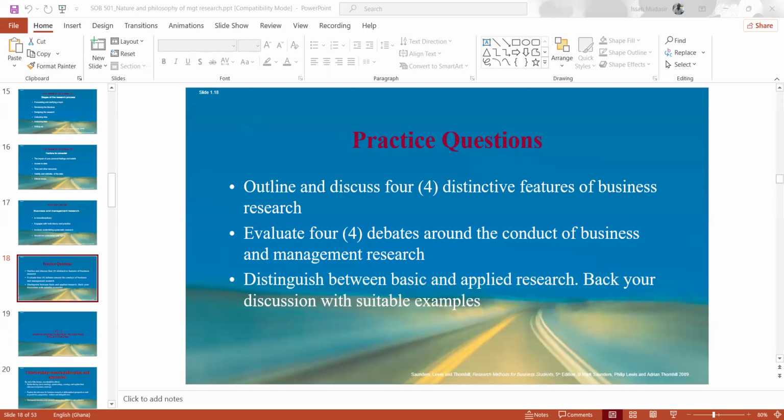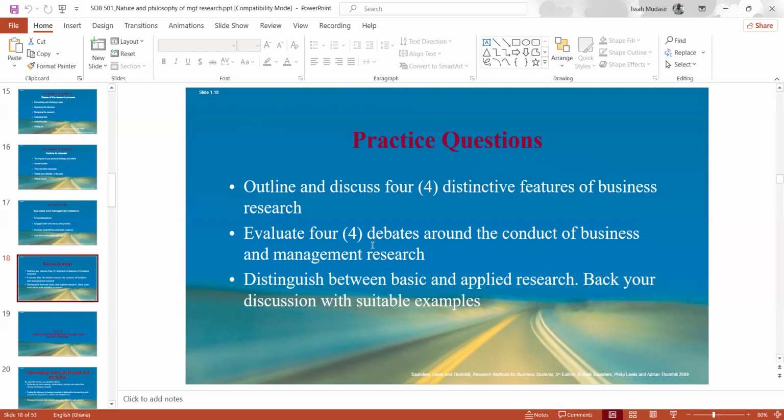Okay, let's make progress. All right, so these are review questions on this first part. You should be able to answer them very easily. Four distinctive features of business research. Four debates in management research, distinguishing between basic and applied research. We've done them, so just go through and revise.